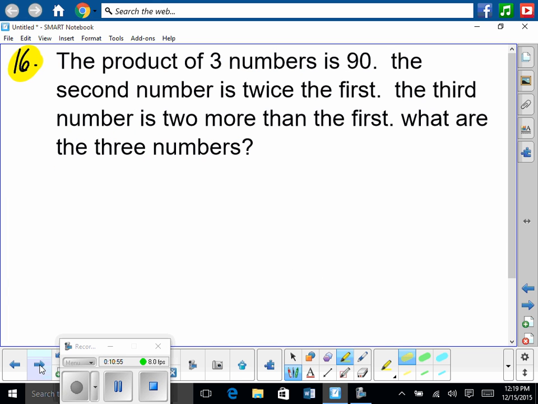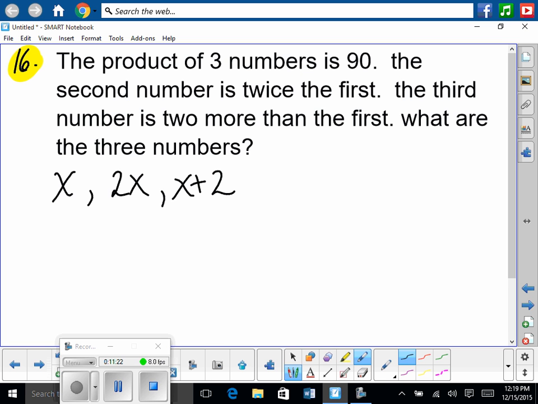Okay, so it says the product of three numbers is 90. Okay, interesting. The second number is twice the first. The third number is 2 more than the first. So we don't know what the first number is, so let's call it x. Now the second number is twice the first, so 2 times the first. That's twice the first. And then the third number is 2 more than the first. So our first number plus 2 more. So these are our three numbers.